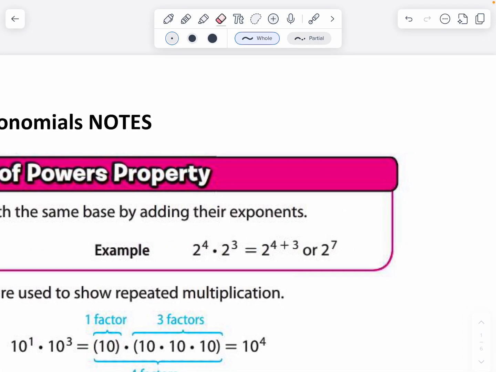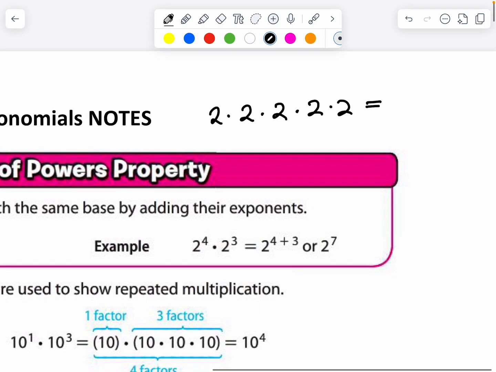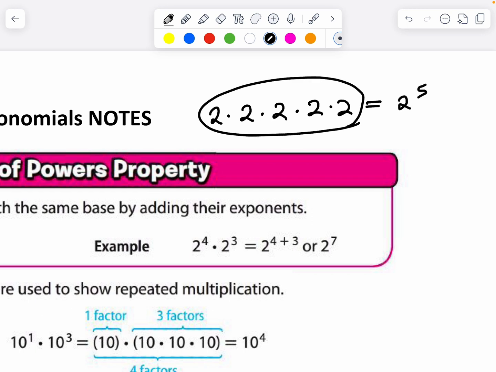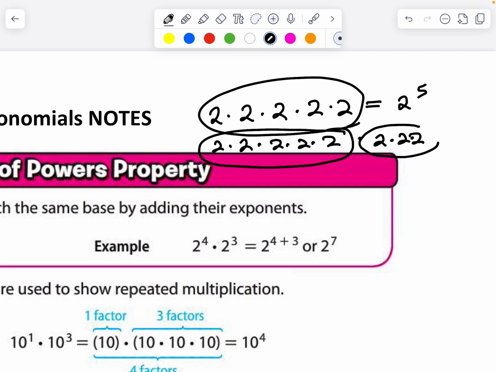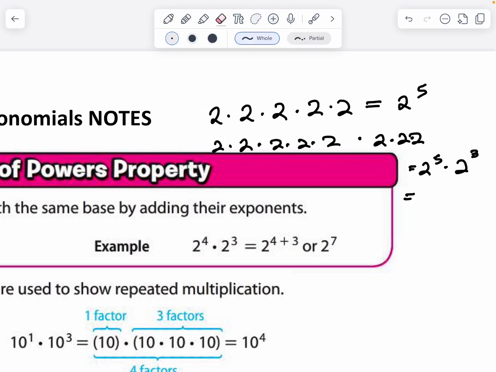If I have 2 times 2 times 2 times 2 times 2, that's the same thing as 2 to the power of 5, right? And I multiply this with 2 times 2 times 2, okay? That's the same thing as 2 to the power of 5 times 2 to the power of 3, because you've got 3 of those right there, right? So when you combine them, okay, common mistake.